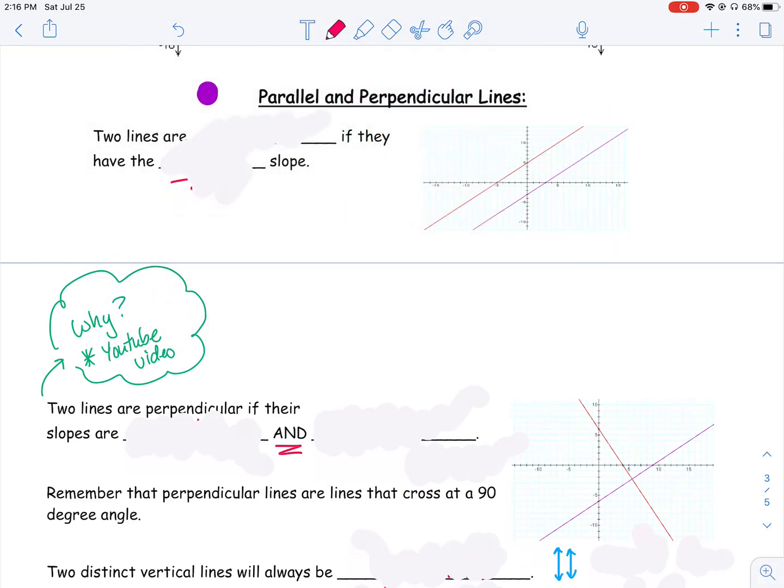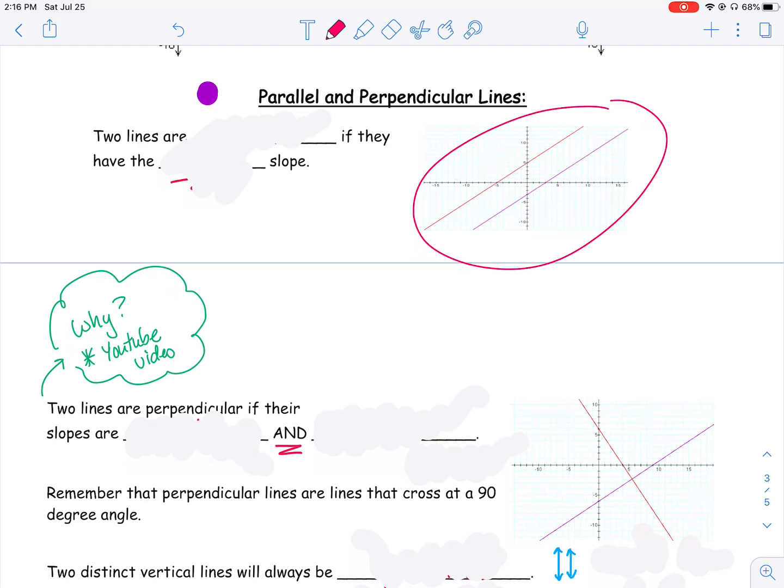All right, in our last video for section 3.6, we're going to talk about parallel and perpendicular lines. Think about two parallel lines. Here's an example. What do you notice that's the same in parallel lines? Their y-intercepts are a little bit different, but if you notice, their slopes are exactly the same.